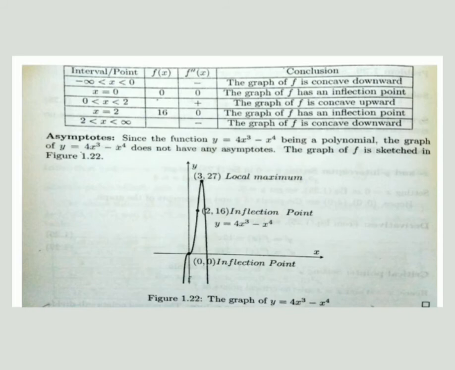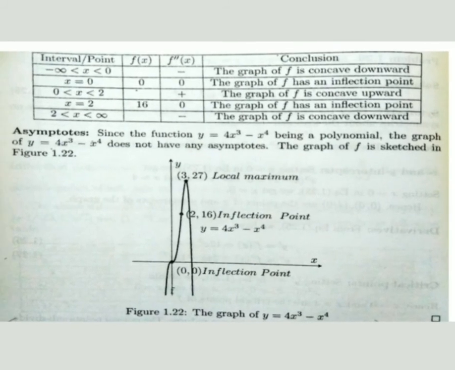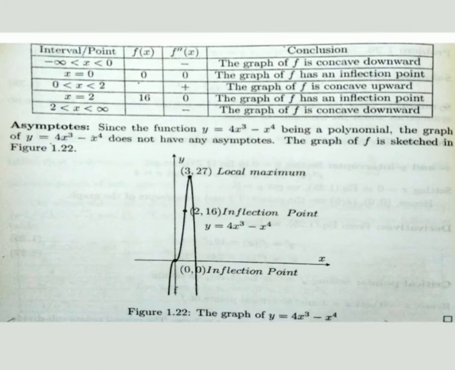The graph of f has an inflection point. In the last interval, f double dash of x is negative, so the graph of f is concave downward. Again, this is a polynomial, so we can say that this function does not have any asymptotes. Let us see the graph now.